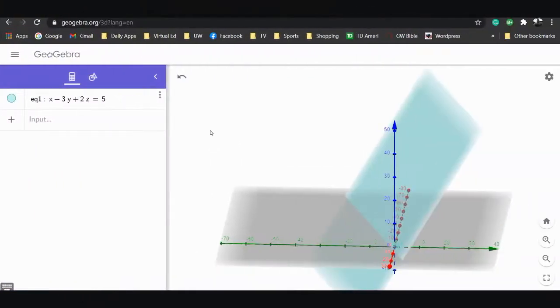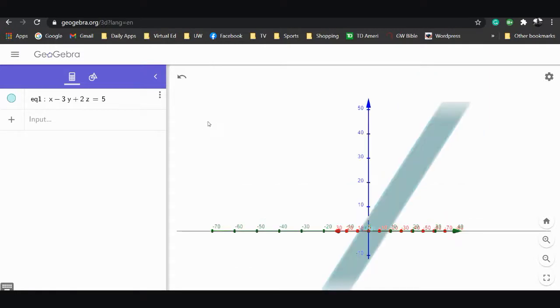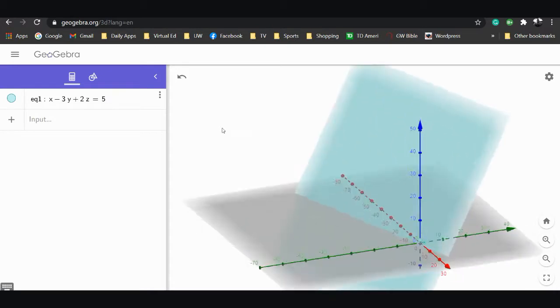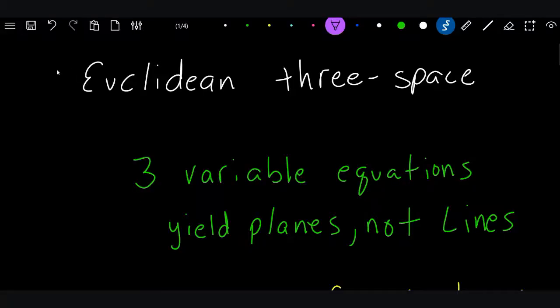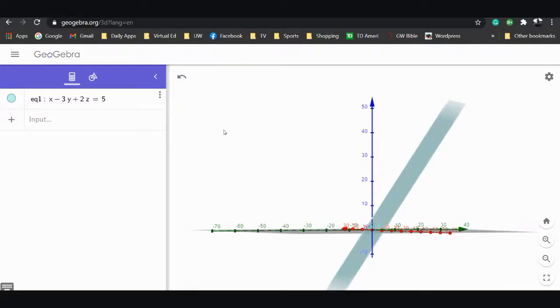Let me show you this. This is a website called Geogebra. I like the website. It's a great little website for finding different things. This is the idea of a plane. Okay, so here's a graph, and let me go back to this real quick. This is called Euclidean three-space. Euclidean three-space is kind of like a Cartesian plane, okay? Except now we're talking about three dimensions.